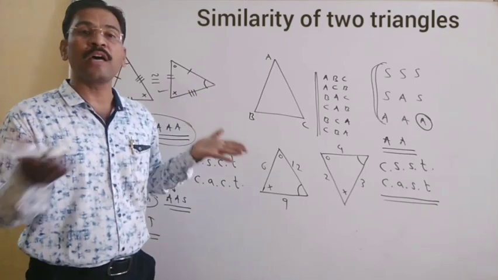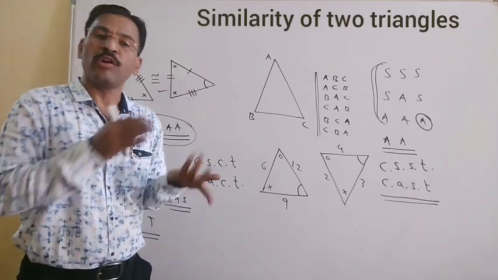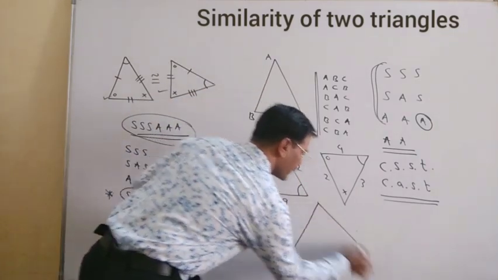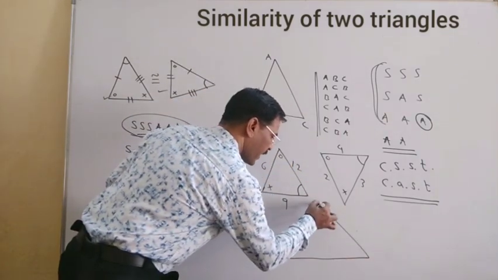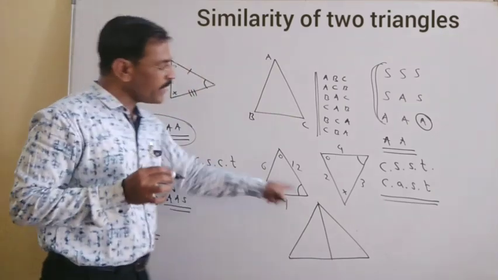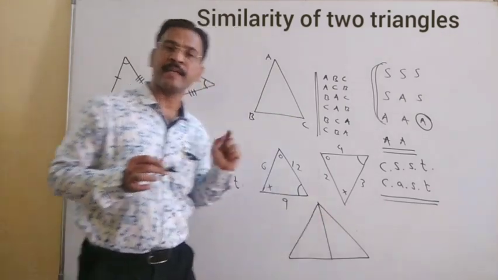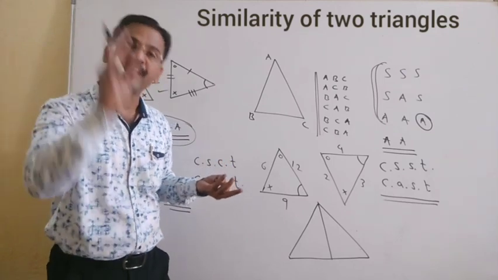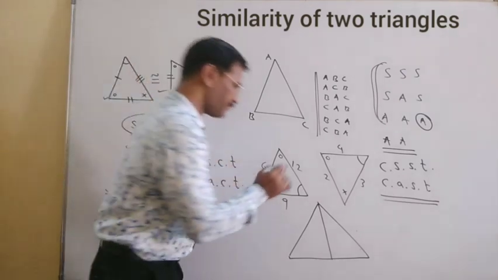Sometimes some angles are not given, then how can we find them? Suppose there is one figure like this. Just try to look here. Tell me how many triangles are there? Not two, there are three if you observe here.